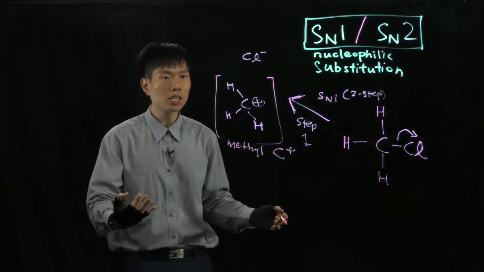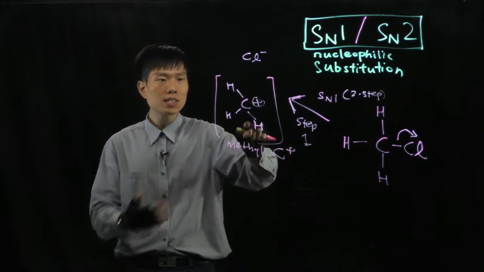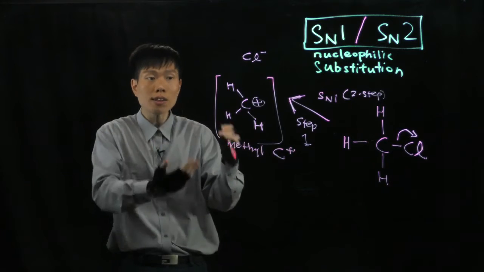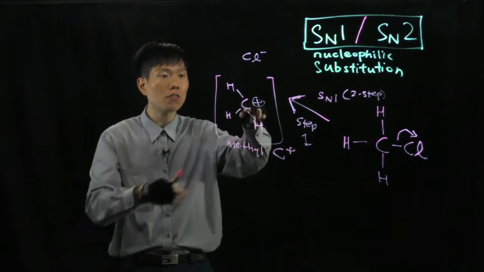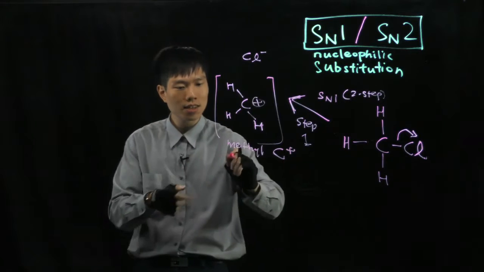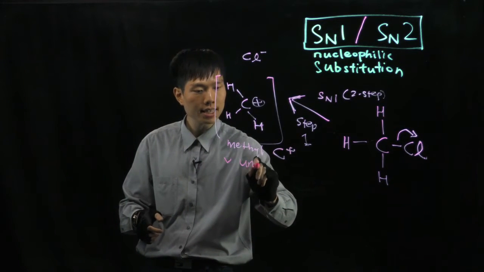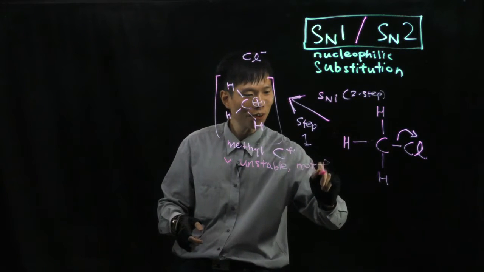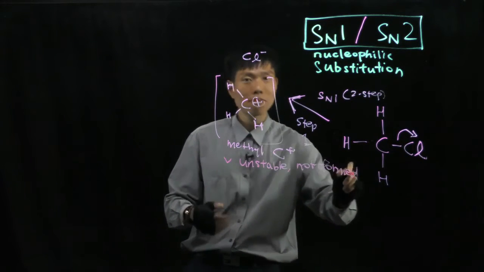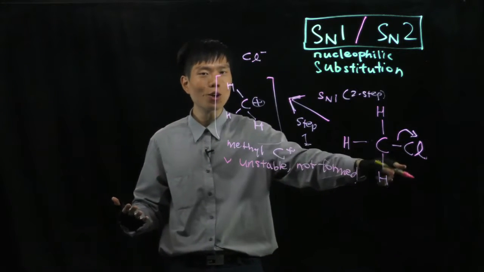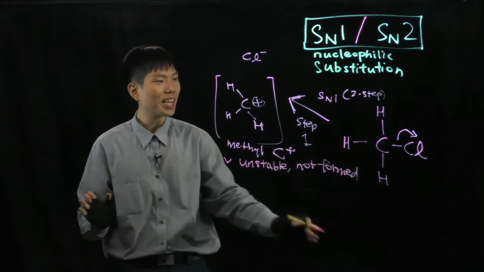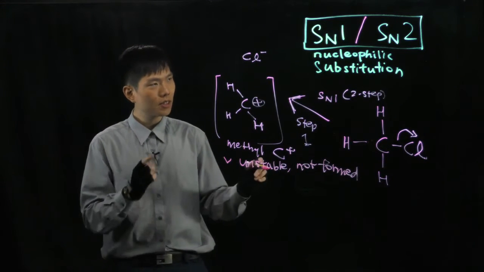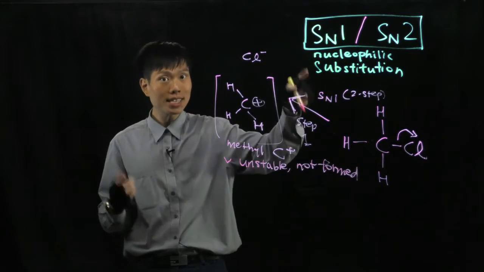It's of high energy because the groups that surround this carbon positive charge are just hydrogen. They are not electron releasing, so they are not able to suppress the positive charge of this carbon, which means it is very unstable, which means it is not formed. Which means to say that a methyl chloride does not like to undergo an SN1 reaction based on this reason. So if it's not SN1, it must be SN2.